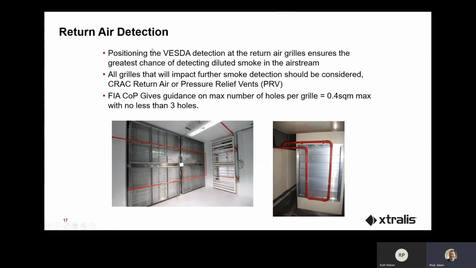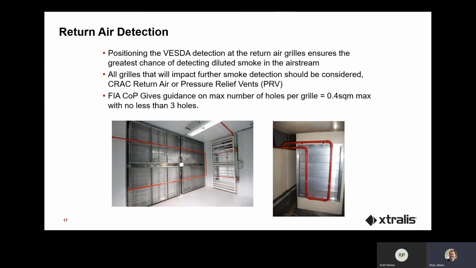So return air detection is critically important for early detection. Positioning the VESDA detection at the return air grills ensures the greatest chance of detecting diluted smoke in the airstream. All grills that impact further smoke detection should be considered. So if the grill takes smoke from the facility and removes it completely, it does need to be covered. So for example, the computer room return air grill, because it's going to go through filtration, or pressure relief vents.